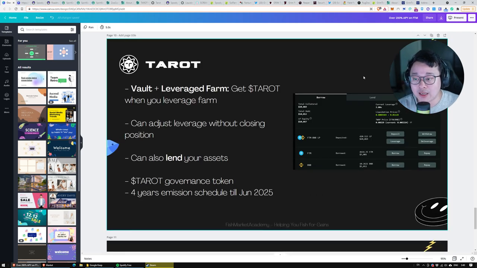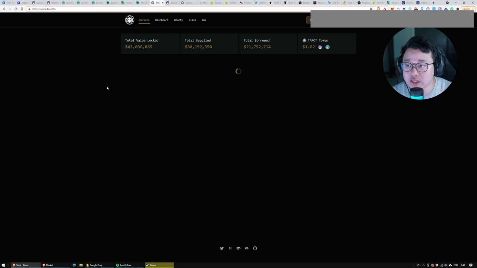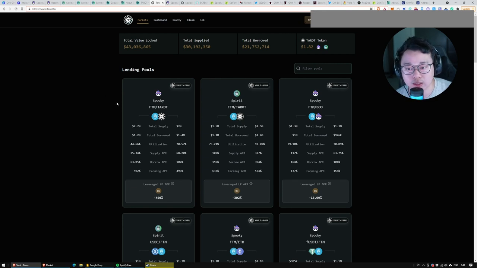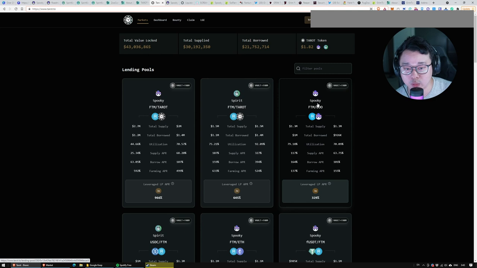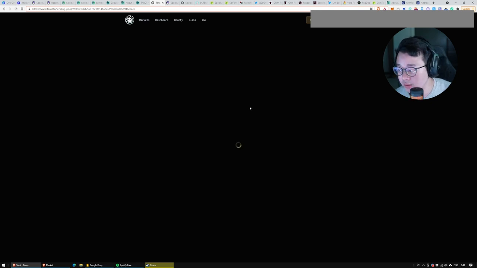Okay. The last one is Tarot. Okay, so this is Tarot, which is a leverage yield farm. It's very similar to Sol Farm if you have used it on Solana. So Tarot is basically an auto compounder plus also a leverage auto compounder. So you can pick a pair that you have, for example, Spooky FTM Boo. You can actually provide the LP as collateral and then leverage on it. So let's show how that works.